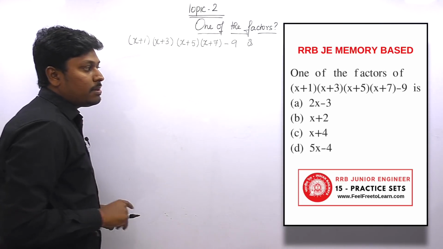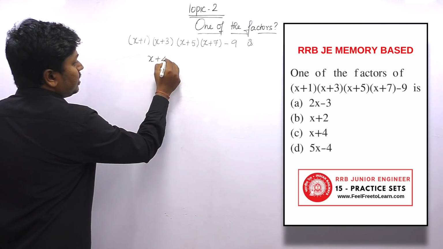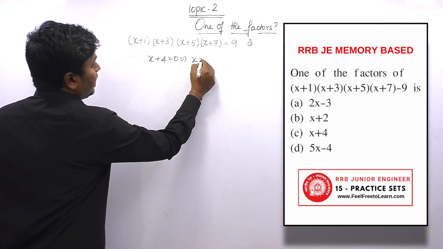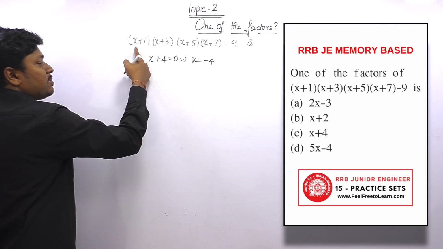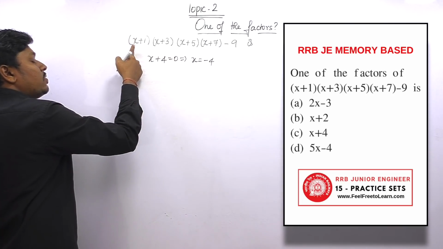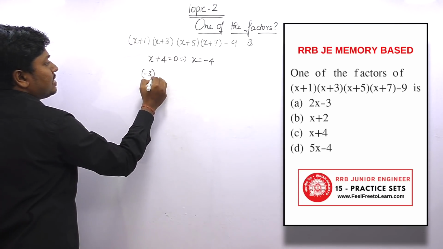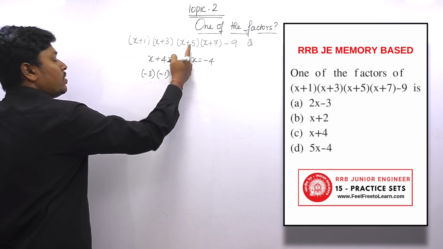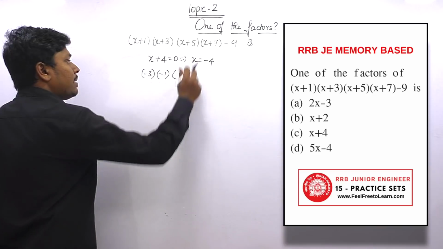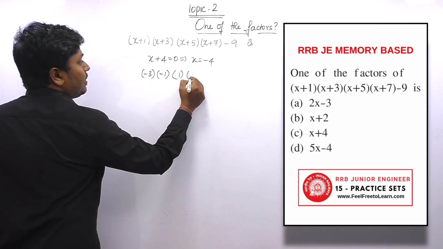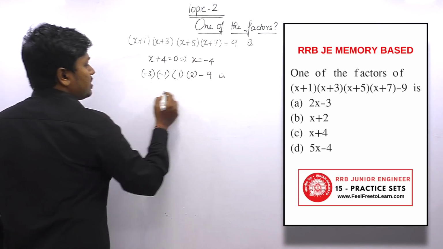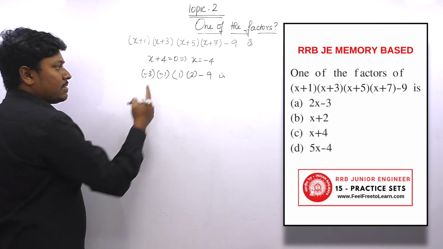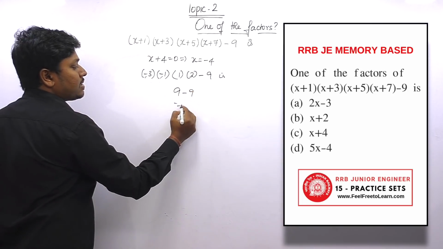Let me move on to option C. That is x plus 4 equal to 0, so x is equal to minus 4. Let me substitute here. Minus 4 plus 1 will be minus 3, minus 4 plus 3 will be minus 1, minus 4 plus 5 will be 1, and minus 4 plus 7 will be 3. Then minus 9. Listen here, minus and minus will be plus. 3 into 3 will be 9. So 9 minus 9 will be 0.